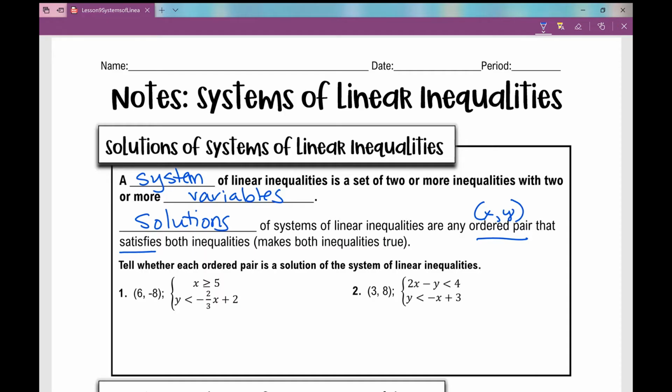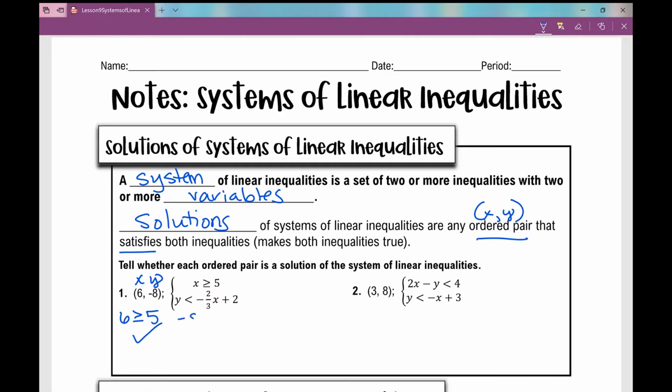So let's look at this first example. We're just telling whether each ordered pair is a solution of the system of linear inequalities. So again, here's my x value and here's my y value, and I have to plug this into both of these linear inequalities. In this first one, I have x is greater than or equal to 5. So I know that's going to be like a vertical line, and I'm shading to the right, but all I'm going to do is plug in this x value. 6 is greater than or equal to 5. Is that a true statement? It sure is.